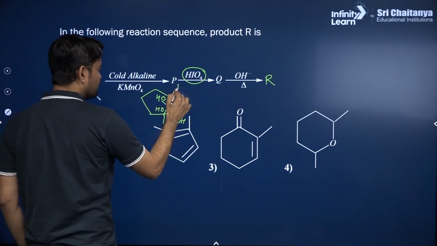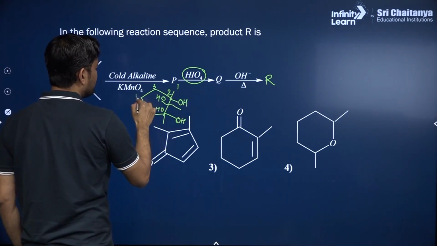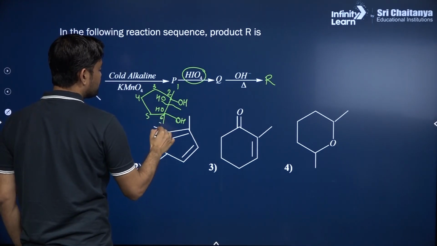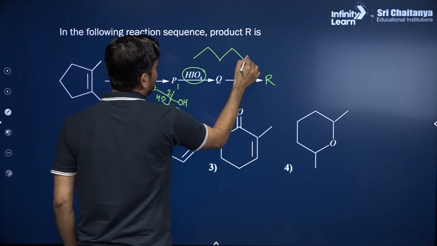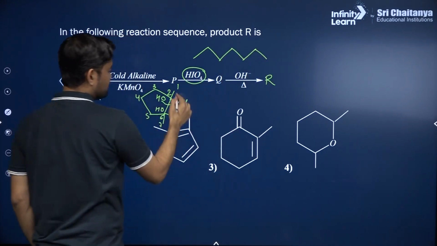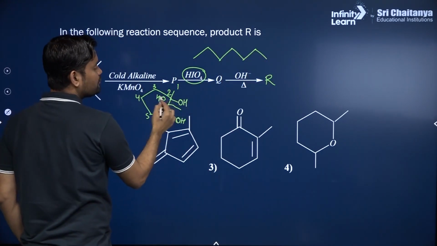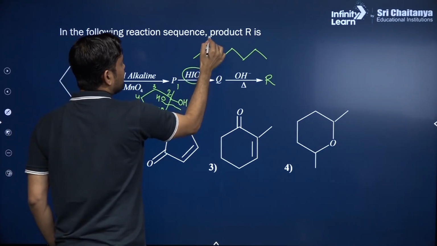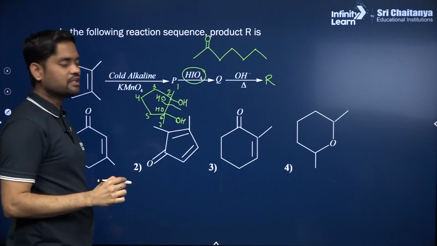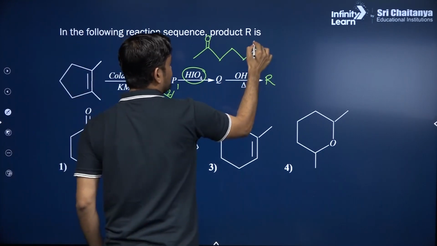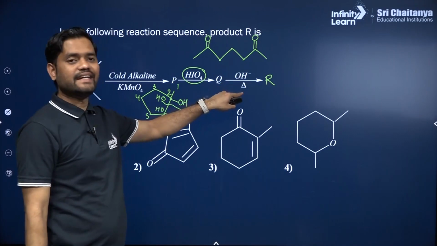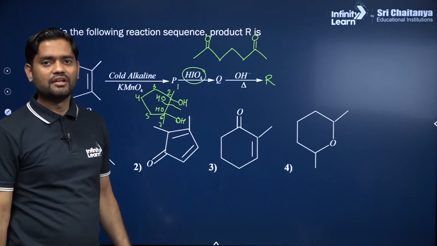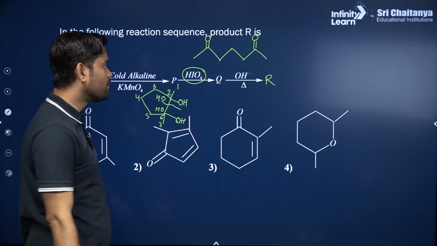So number of carbon atoms: 1, 2, 3, 4, 5, 6, 7. So 6 lines, 1, 2, 3, 4, 5, 6. Thus the second carbon atom consists of 2 OH groups, that means it will get dehydrated to a carbonyl compound. And the last one is base and heating, that means aldol condensation.